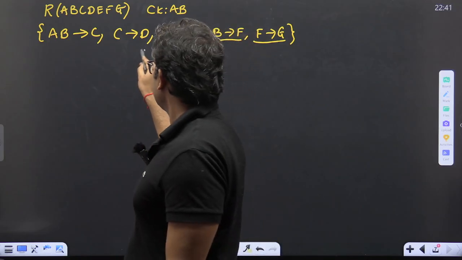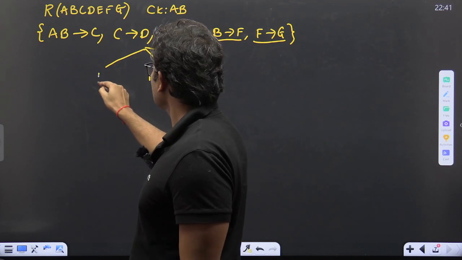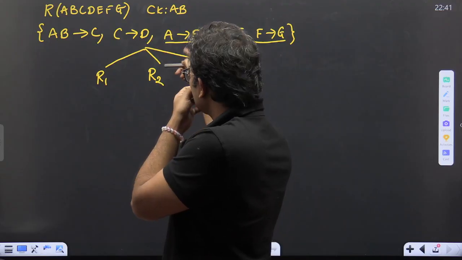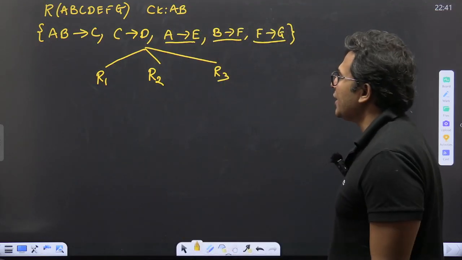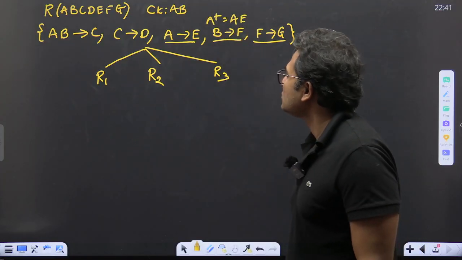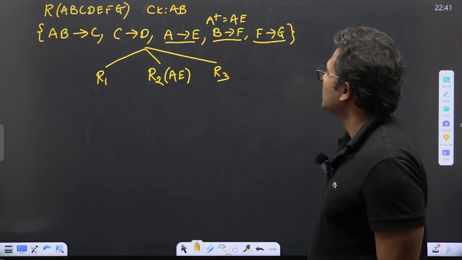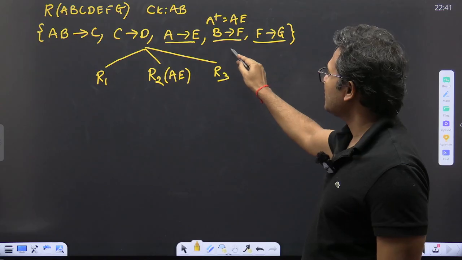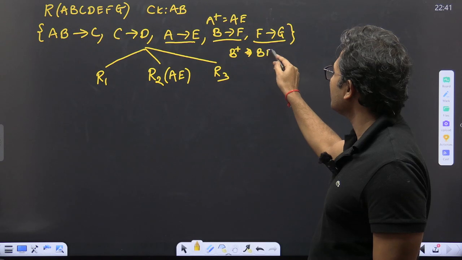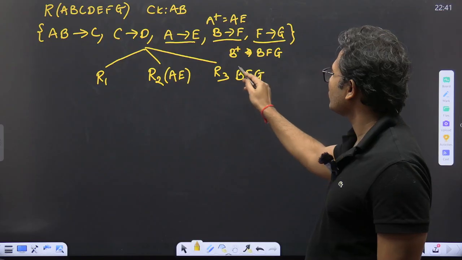So first I am splitting the table into three tables. So first I will write R1, R2 and R3, and for R2 I will take the partial dependency with A. I will find out A plus. So A plus is giving me AE, right? R3 is for B, the partial dependency. So B plus is giving me B, F, G. So B, F, G, right?